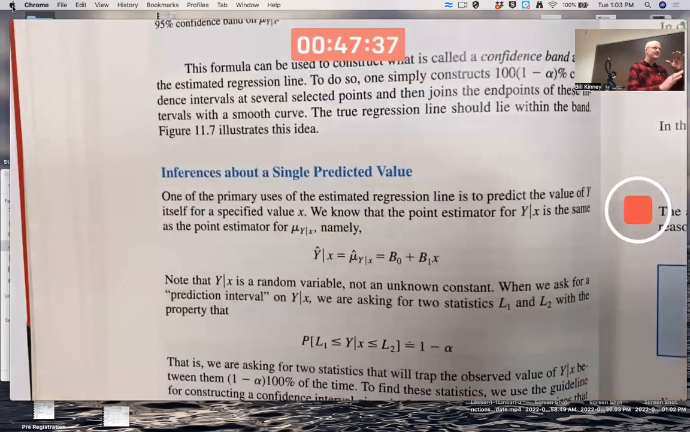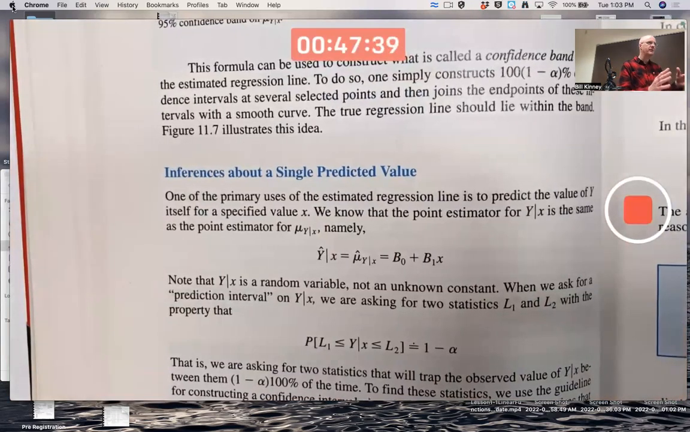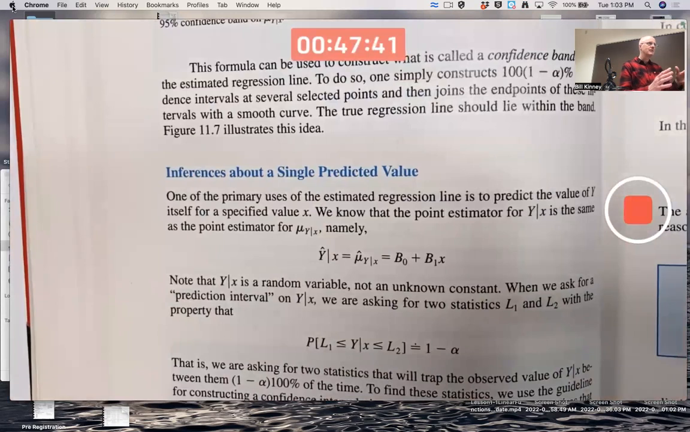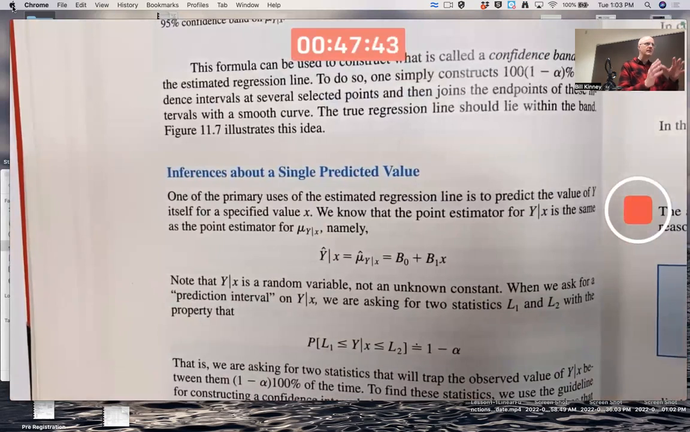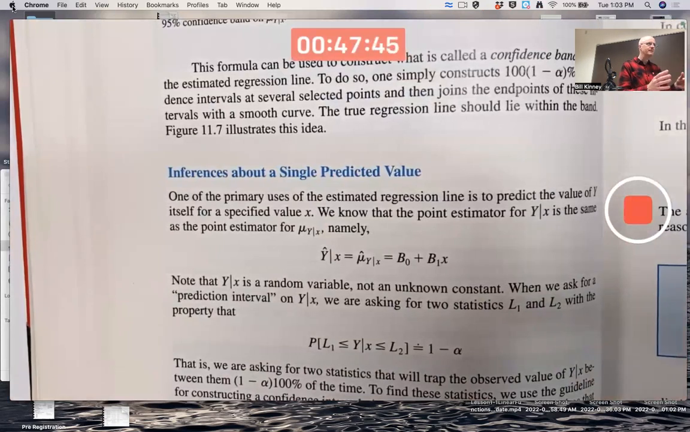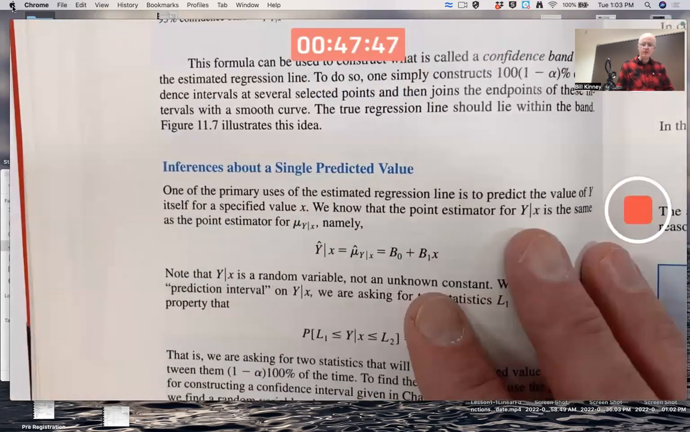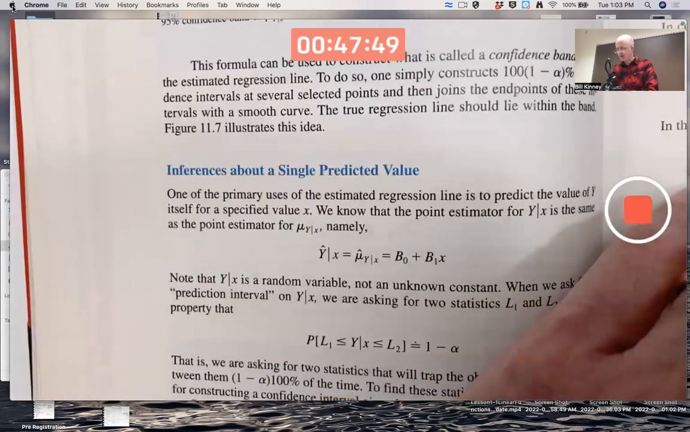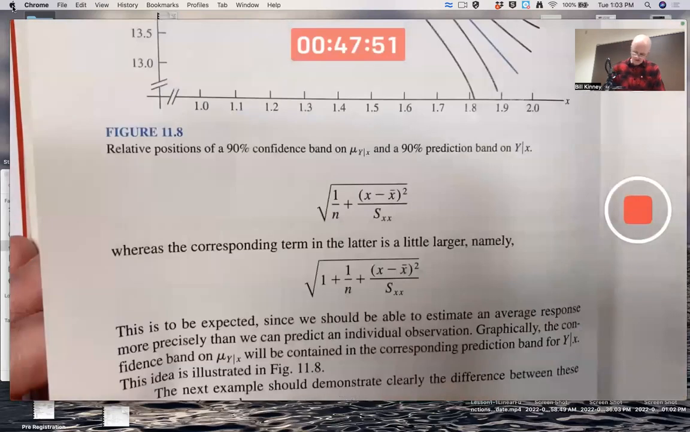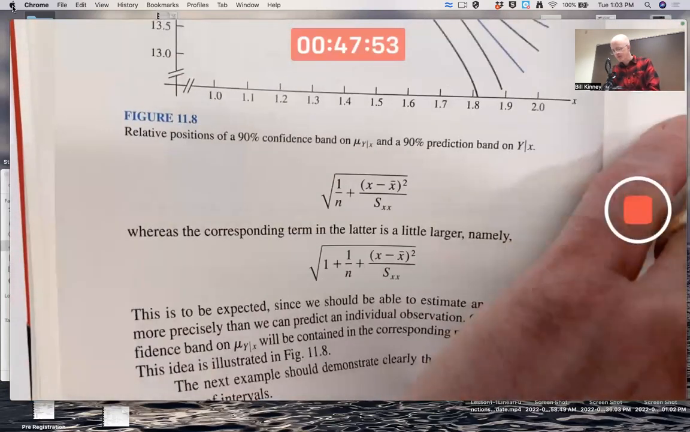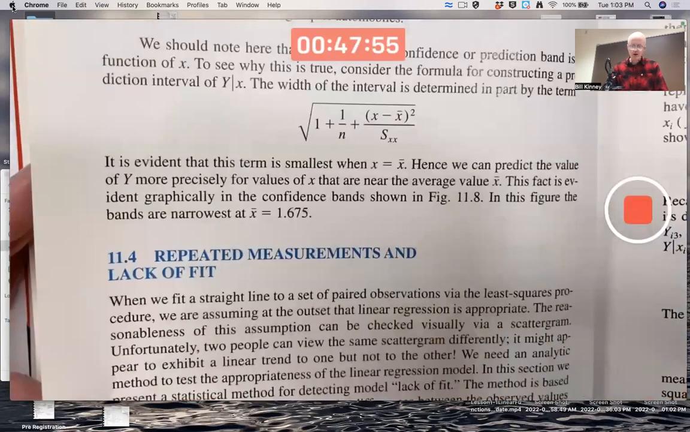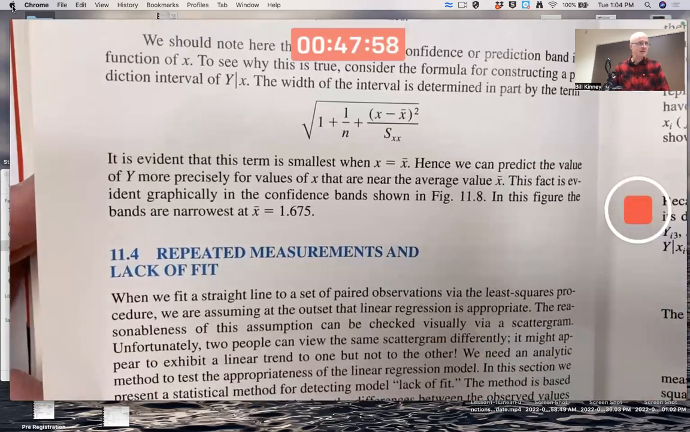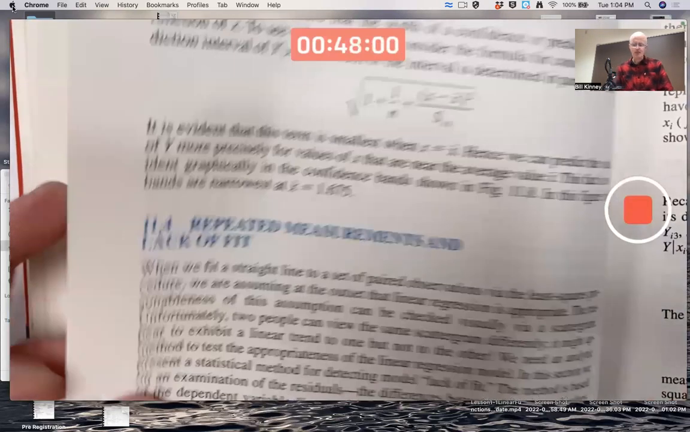So far, the last 15, 20 minutes, we've been talking about inference related to beta 0 and beta 1, the intercept and the slope of the population regression line. Starting at the bottom of page 398 and going through page 404, it's about something different, but still plenty important.